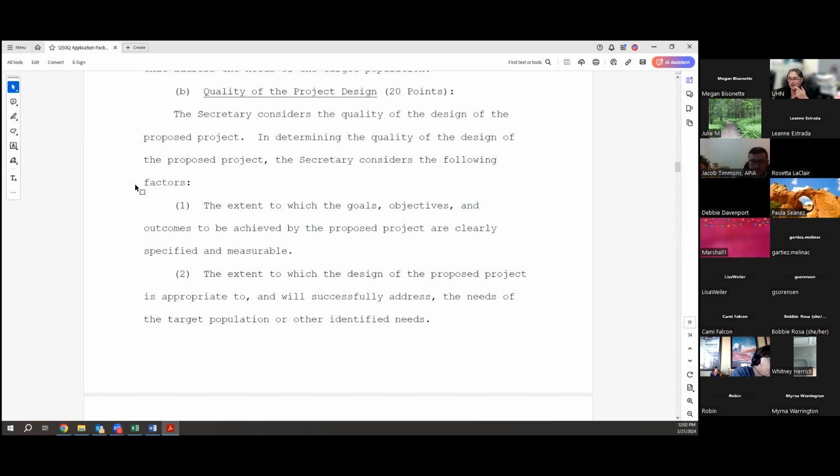When you're designing your program, looking at your goals and objectives, they always talk about them being SMART. And so SMART meaning specific, measurable, achievable, realistic, and time bound.